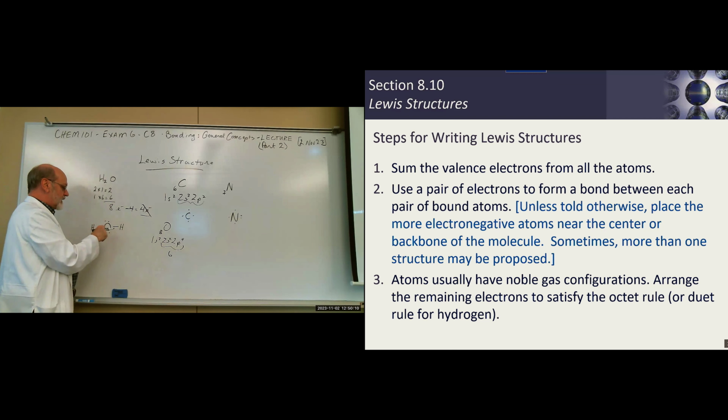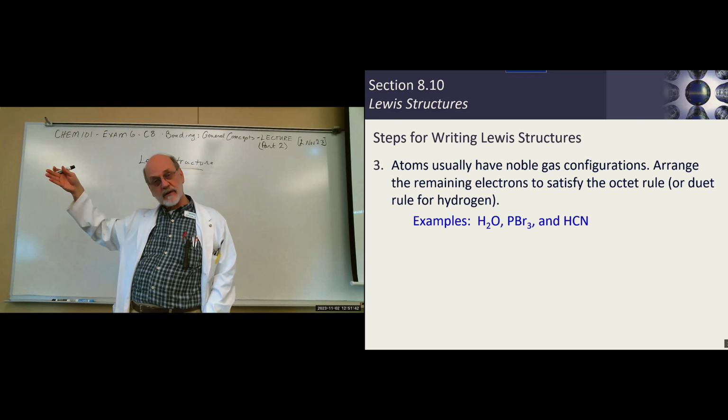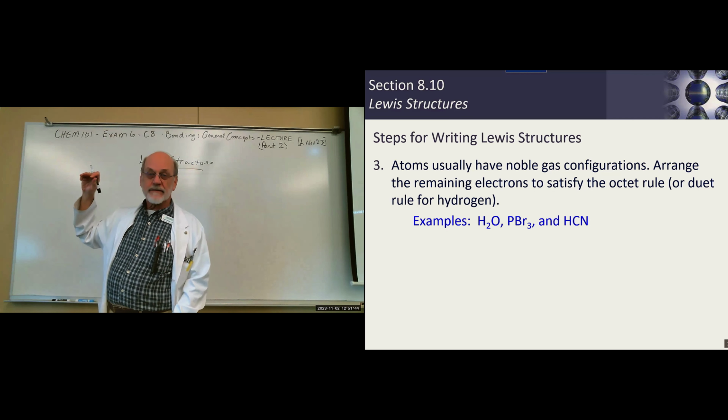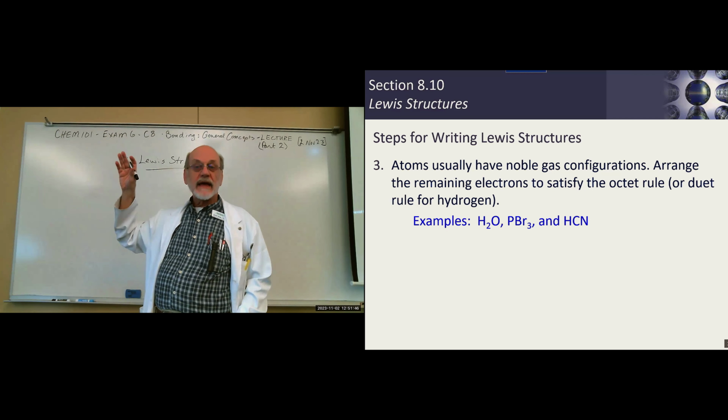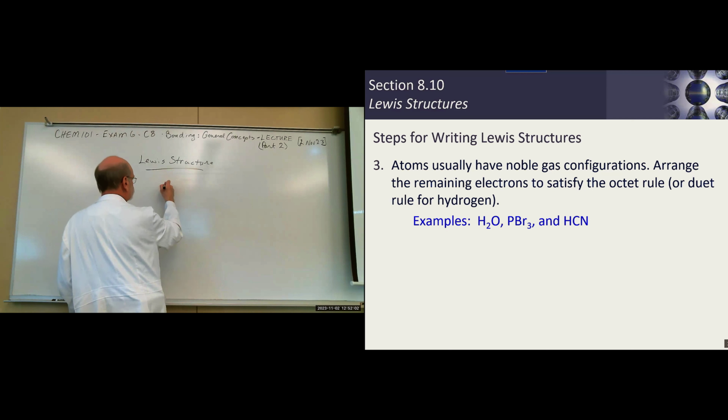Let's do PBr3. And remember, if you use the Roman numeral group numbers on your periodic table, if they're 1A, 2A, 3A, 4A, 5A, if they're the A's, then those Roman numerals will tell you how many valence electrons are attached to that atom. Otherwise, you can count from left to right. PBr3.